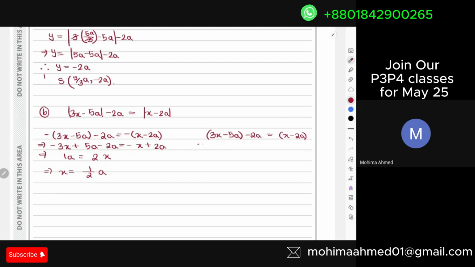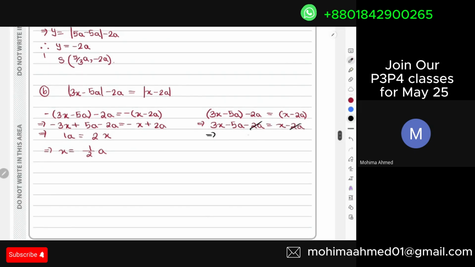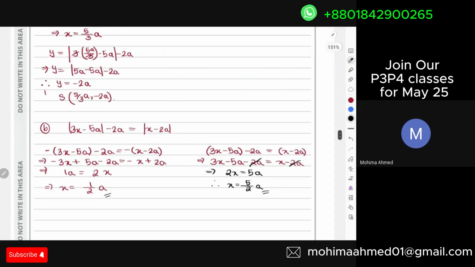And from the next equation, again, you have 3x minus 5a minus 2a, x minus 2a. This time 2a cancels out and you get 2x equals 5a. So eventually you have x equals 5 over 2a. Right, so these are the two values of x in terms of a. We're done with this. Other than this, nothing else has to be calculated from this question 6.